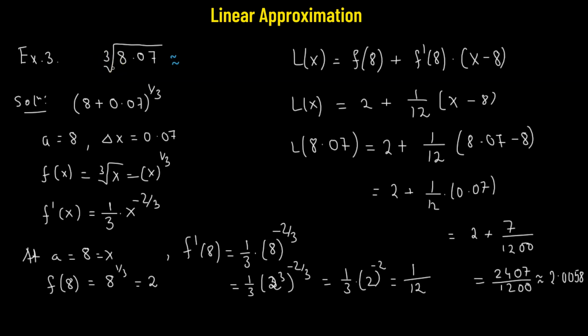And let's also try to find out the value of cube root of 8.07. So we have 8.07 raised to the power of 1/3. So this is giving us a value 2.005816. So here we see that we have our values which is very close to the original value because it's correct up to 4 decimal places. So this is a very good linear approximation that we have obtained.